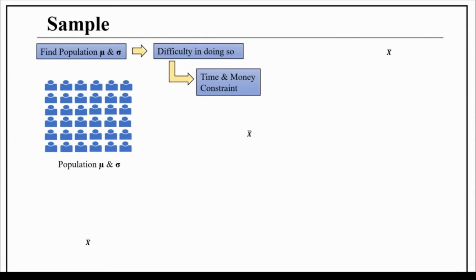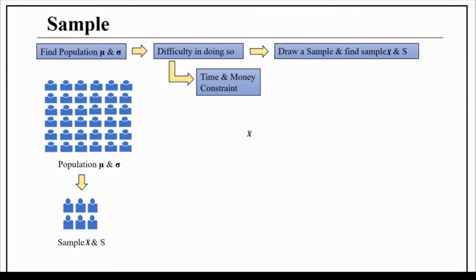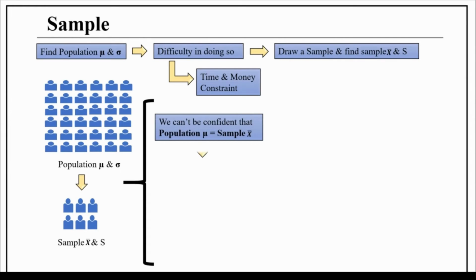So to solve this issue, we will draw a sample from the population data and find the sample mean and sample standard deviation. Now we need to answer the question: how confident are we that the population mean is equal to the sample mean? The correct answer is we can't be 100% correct. And why can't we be 100% correct? Because of the sampling error.